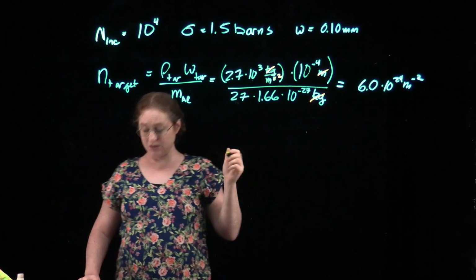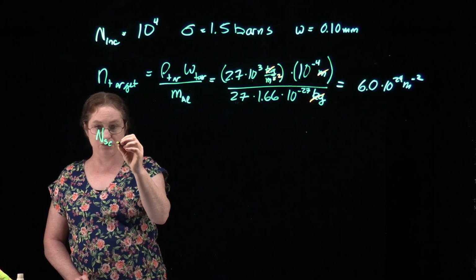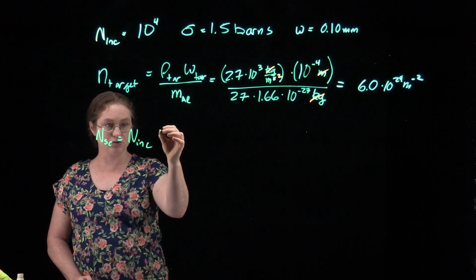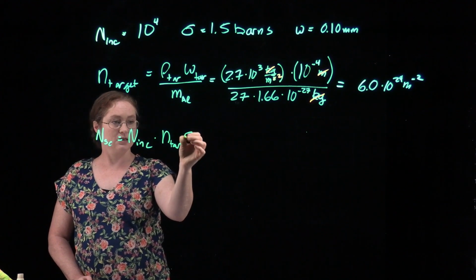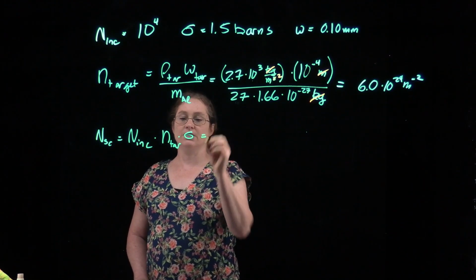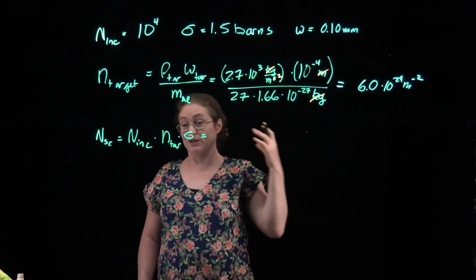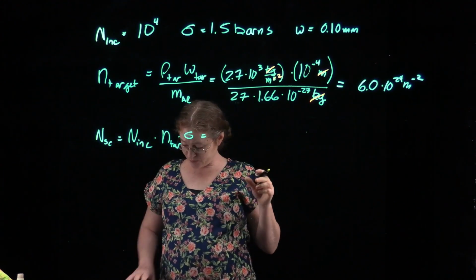Okay, so then we can calculate the number of scattered neutrons, which is the number of incident neutrons times the number density in the target times the cross-section, the cross-sectional area of one of the targets. It's really the effective cross-sectional area for one of the projectiles hitting one of the targets.